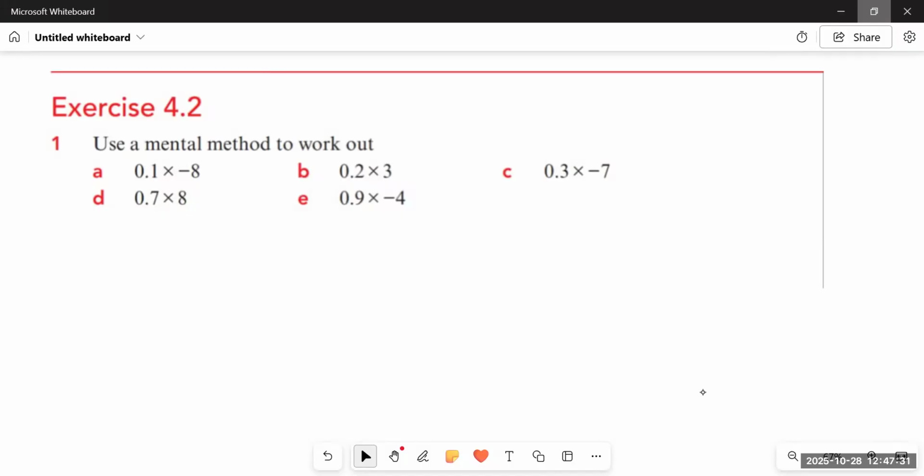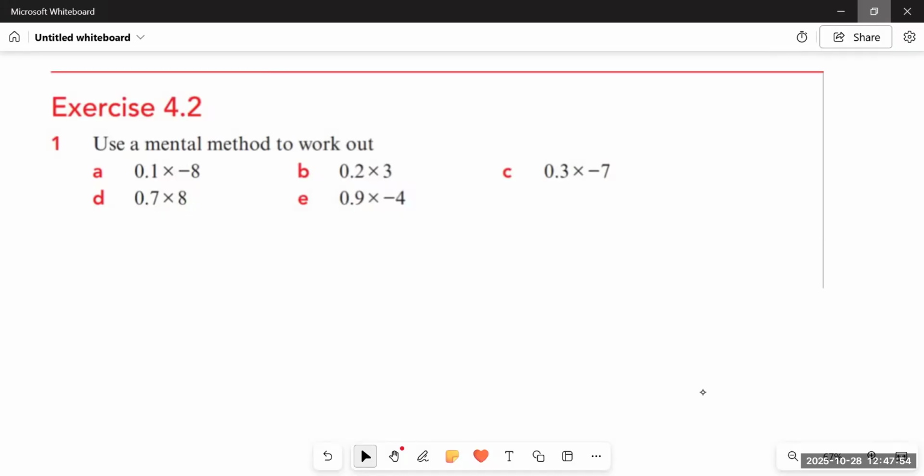This is Cambridge Lower Secondary Book 8, and we have started with chapter number 4, which is related to decimals. We have done a lot related to decimals earlier as well, and now it's time to move to mental calculations of decimals. So let's see how we can multiply numbers in decimals mentally, without any calculators or any calculations on a piece of paper.